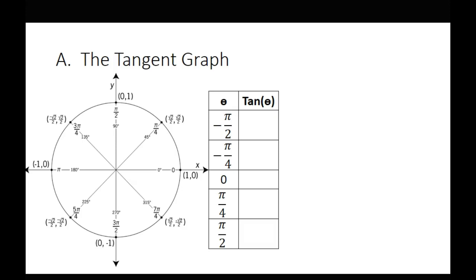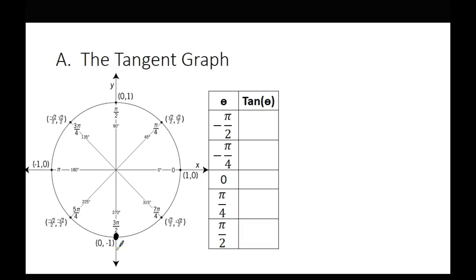Tangent, that's not a good set because you won't see a good cycle within that set. So what you want to do instead is use these ones. I'm picking a different set of angles so you can see a full cycle of tangent. So here we go. Where is negative pi over 2 located on the circle? In the bottom right quadrant. It's at the very bottom.